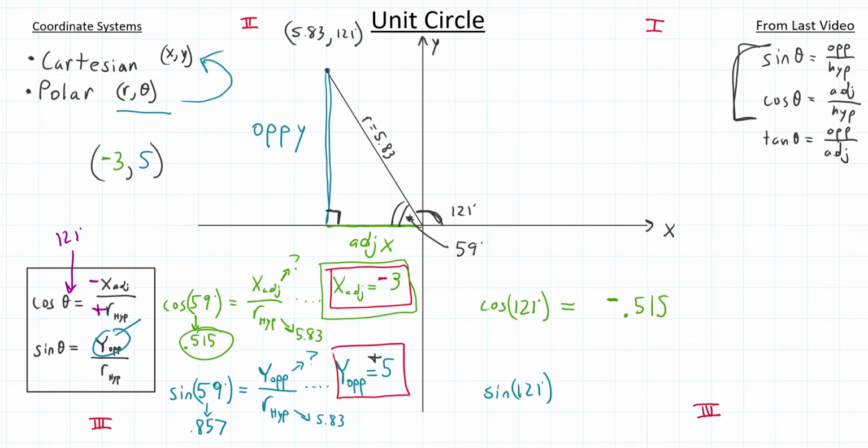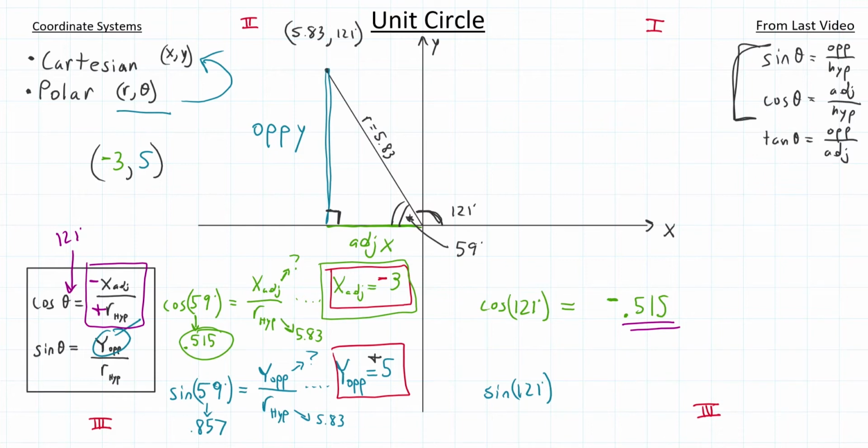So cosine of theta is equal to x over r, and sine of theta is equal to y over r. And because the x of an angle of 121 will equal some negative number, and the r will equal a positive number, and of course a negative divided by a positive is going to equal a negative, the cosine of 121 shouldn't equal a positive 0.515, it should equal a negative 0.515. This is how we reason through this.